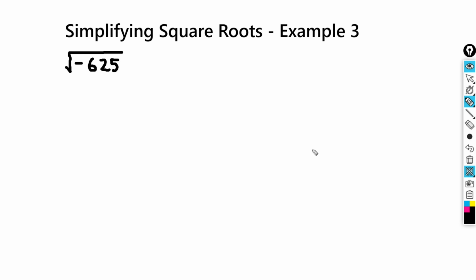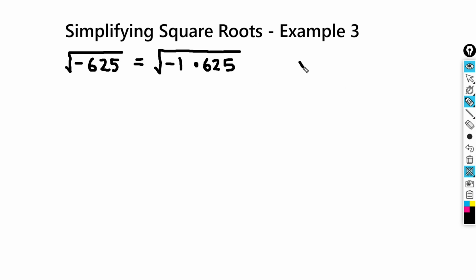Okay, in this third example, we're simplifying the square root of negative 625. Okay, so we know that the square root of 625 is 25 from the previous example. So let's break this apart. So we're going to break it apart into negative 1 times the square root of 625.